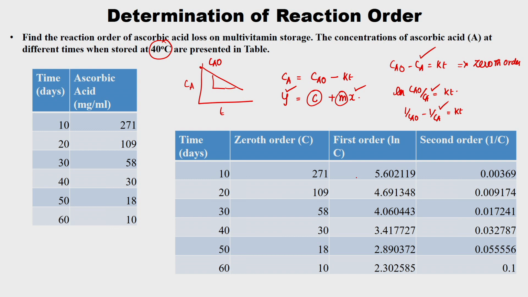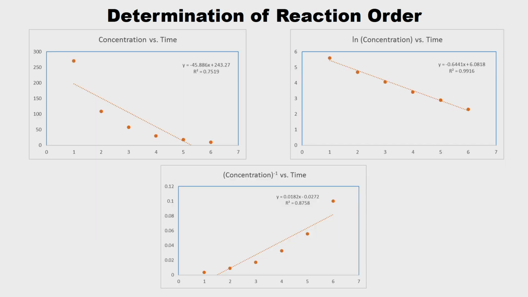For the first order reaction, it is the same: ln Ca is nothing but ln Ca naught minus kt. In the same way, 1 upon Ca is nothing but 1 upon Ca naught plus kt. So, for the 0th order I would require the concentration itself, for first order it is ln C, and for second order it is 1 upon C. Now I am going to plot it.